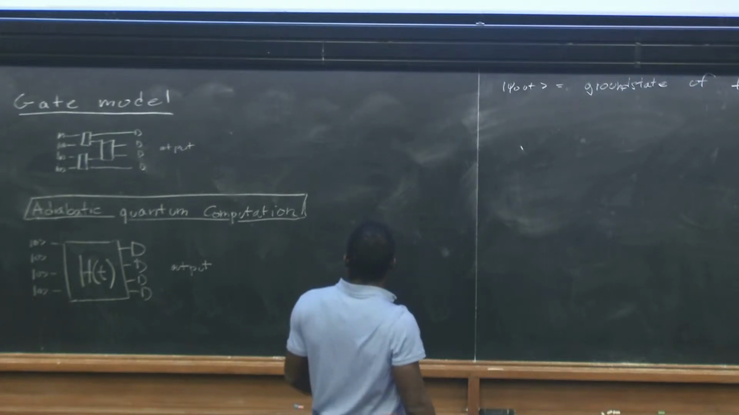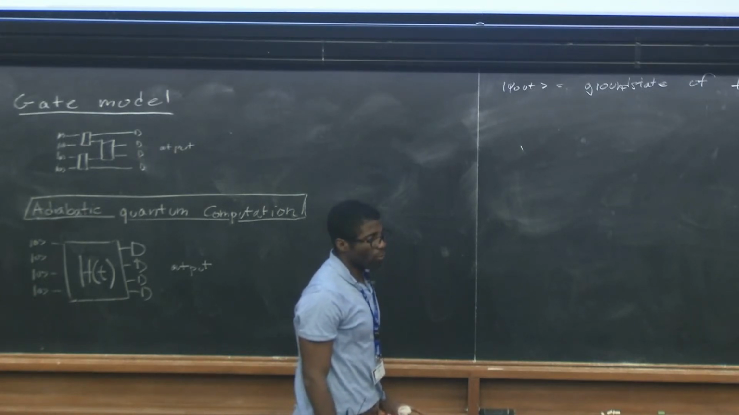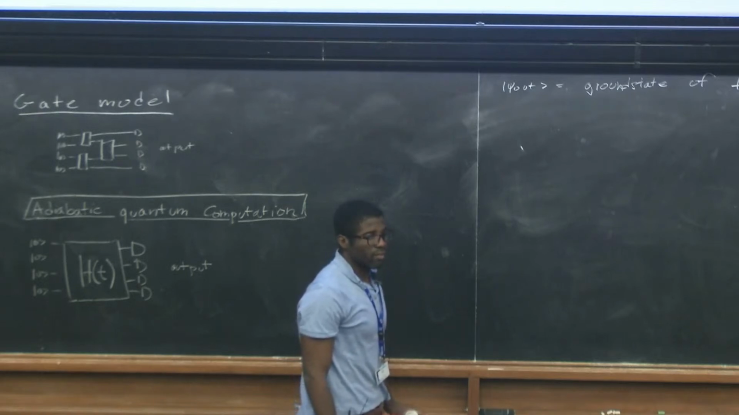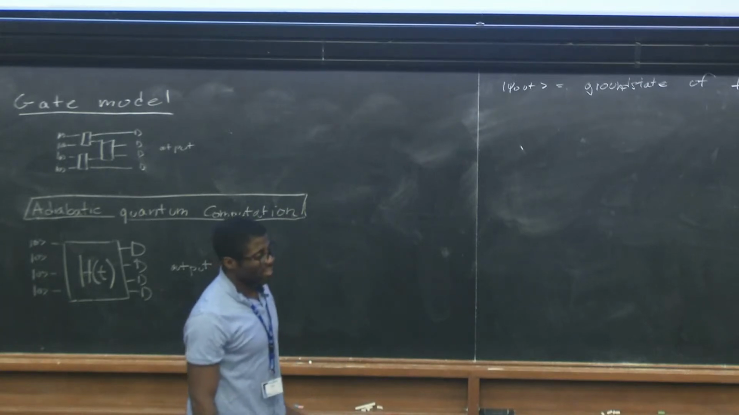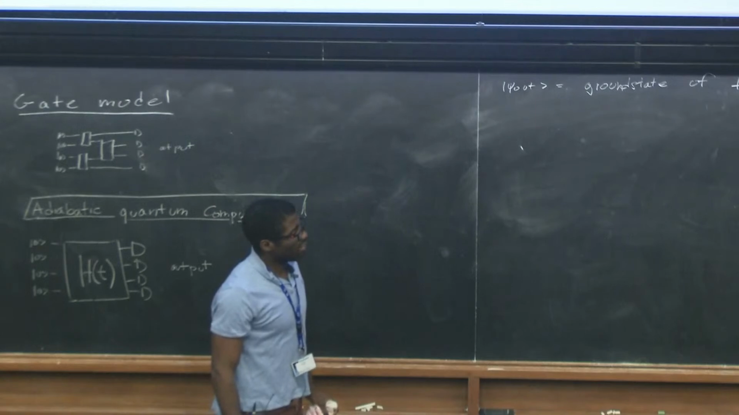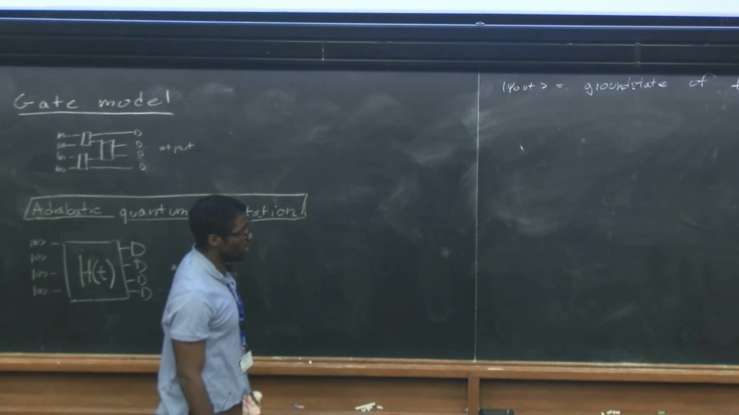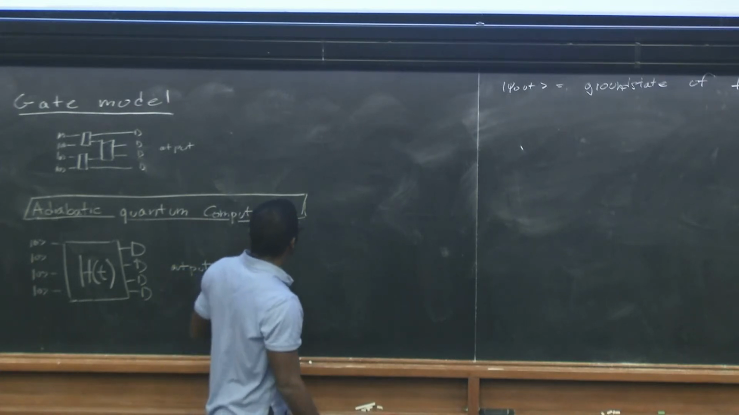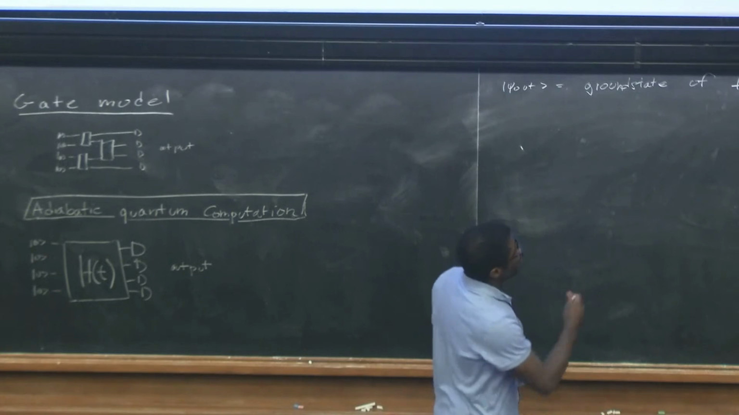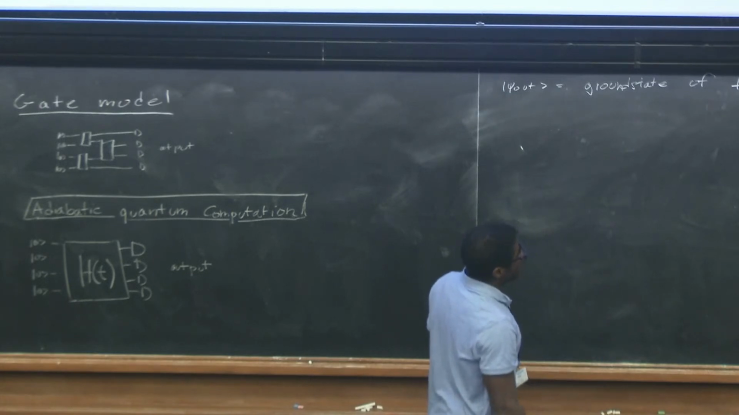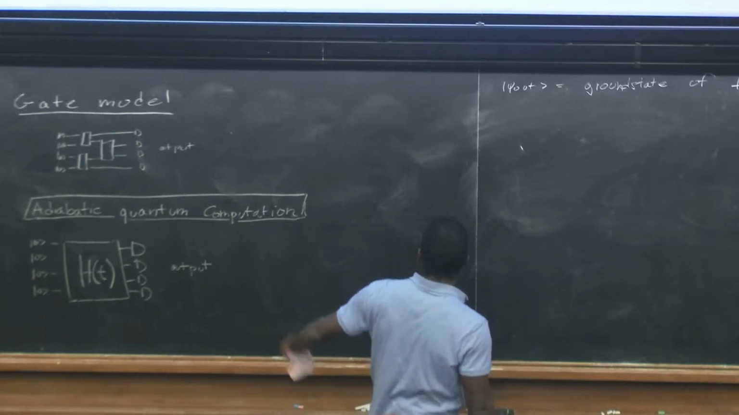The reason why we do this is because in physics, we have techniques to prepare ground states of Hamiltonians. The idea is to apply these techniques to come up with a new algorithm and model for computation. So now the question is, how can we prepare the ground state of a certain Hamiltonian with a time evolution, with a Schrödinger evolution?